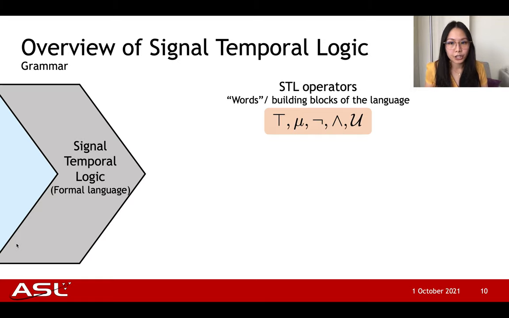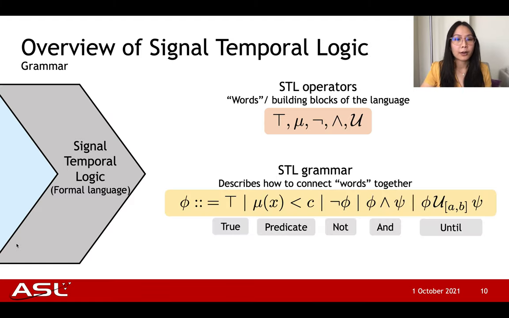Within the language, there are logical and temporal operators, and the operators are shown here on the right. And you can think of these operators as building blocks. Analogously, in the English language, we have words that act as building blocks for the language. Now, given these operators, there is an STL grammar that describes how we can combine these operations in order to create an STL formula. And again, this is, say, similar to the English grammar that describes how we can piece together words in order to make a sentence. And so now let's take a look at some examples on how to build an STL formula.